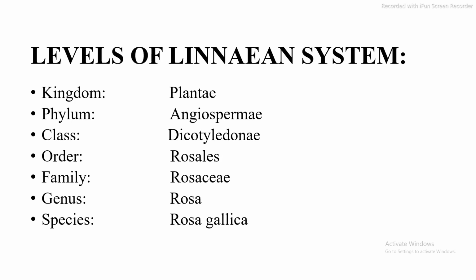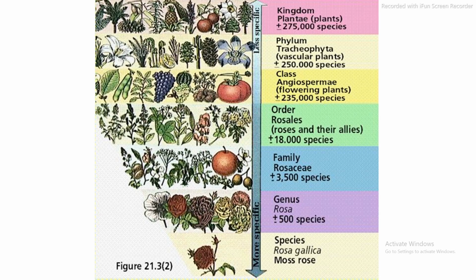The levels of the Linnaean system, as shown in the figure: the kingdom was Plantae, phylum was Angiospermae, class was Dicotyledonae, order was Rosales, family was Rosaceae, genus was Rosa, and the species is Rosa gallica.